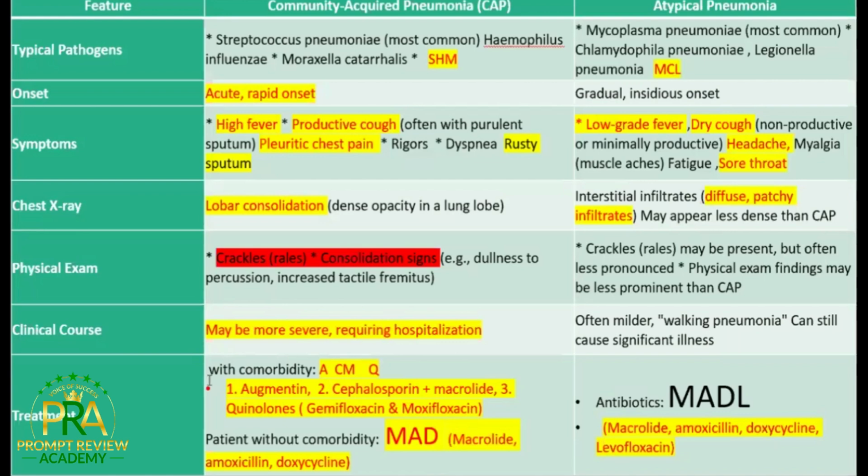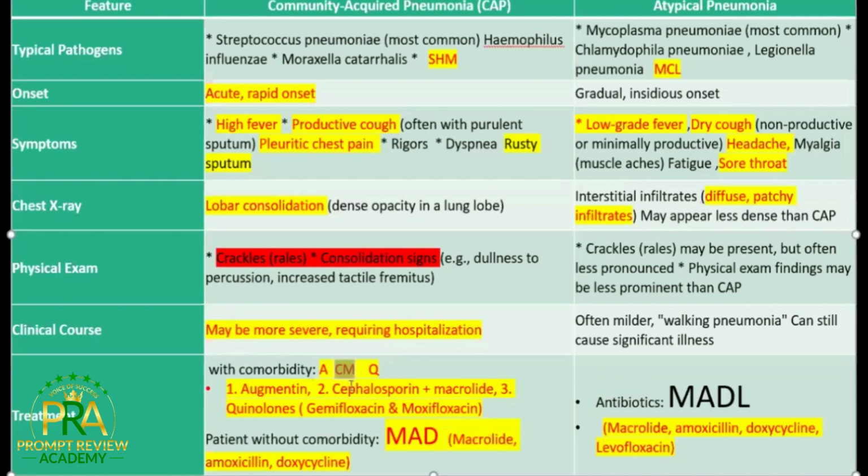So what is the treatment? When you talk about community-acquired, for people that have comorbidity, like hypertension, diabetes, any comorbidity you can think about, we use the treatment ACMQ. So what is ACMQ? A is Augmentin. Remember, Augmentin is stronger than amoxicillin, so don't get it confused. A is Augmentin because Augmentin contains amoxicillin and clavulanic acid. So Augmentin is stronger.